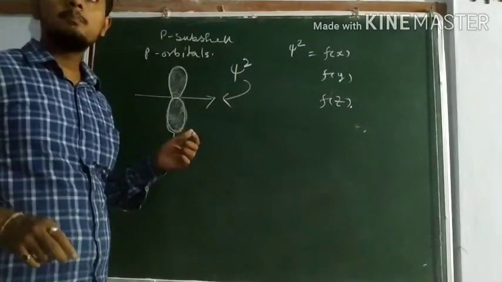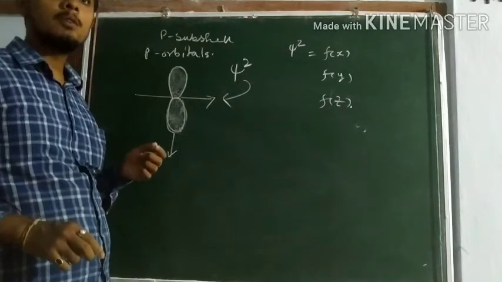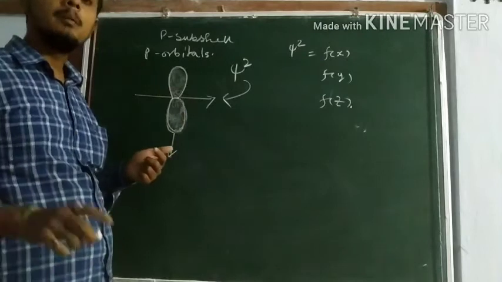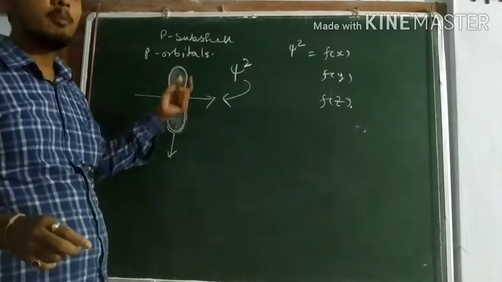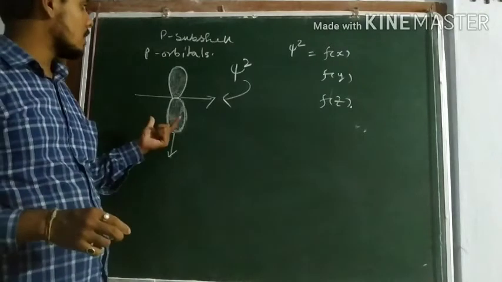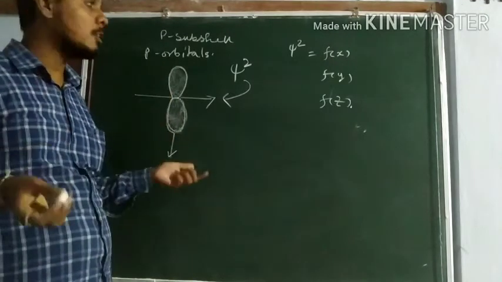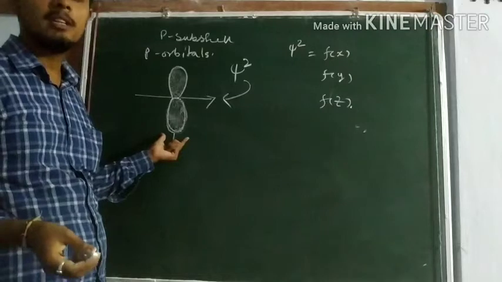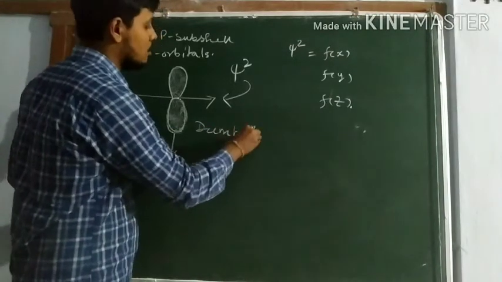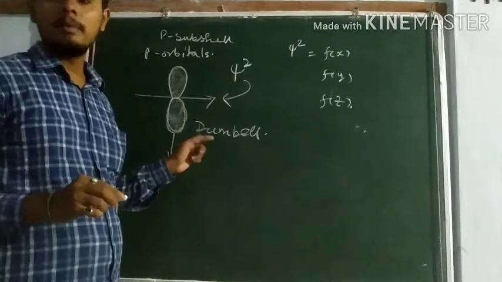So why is p subshell called p subshell? Because p subshell contains p orbitals. Now, what is the shape of a p orbital? The shape of p orbitals is like a dumbbell. Okay, so p orbital has a dumbbell shape.